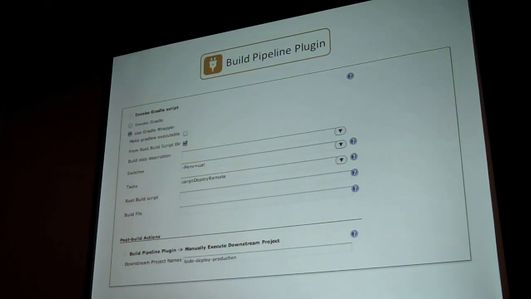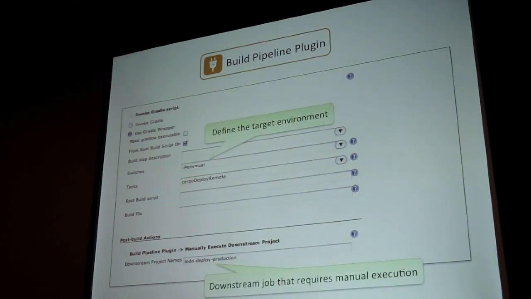I talked about manually triggering builds. That's specifically true for deployment tasks. So here you see a deployment task for the UAT environment. It calls our cargo deploy remote task. And then later on, we can use the build pipeline plugin. It gives you the option to manually define that the next job in line should be only executed manually. So it doesn't automatically run. It only runs if you actually click a button. And where do you click that button?